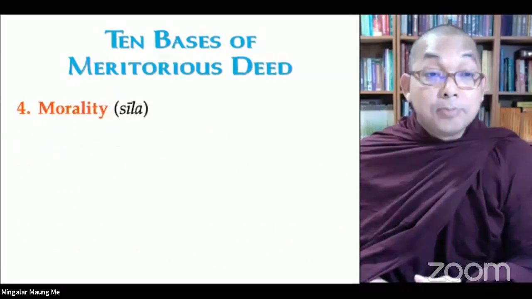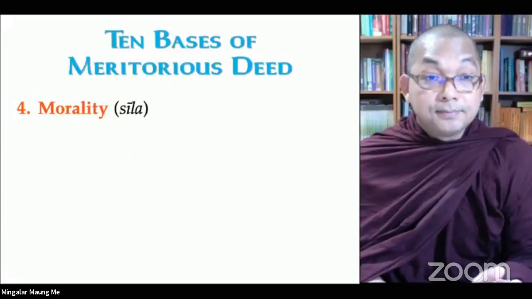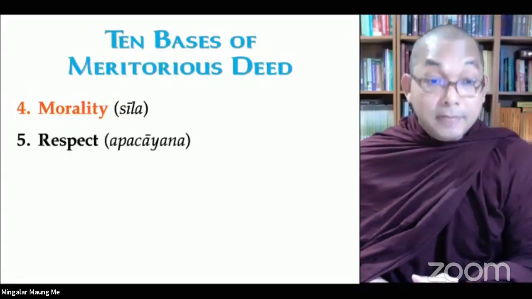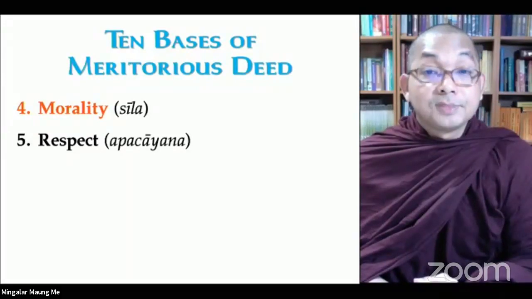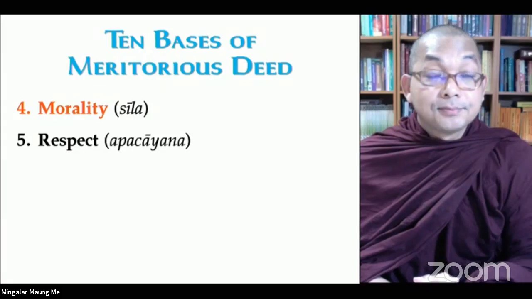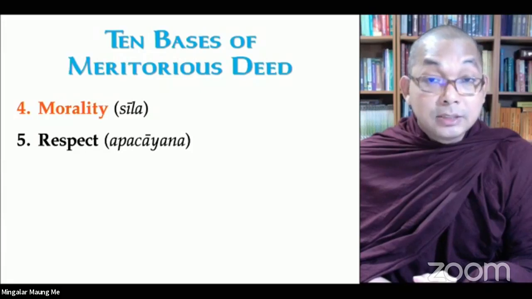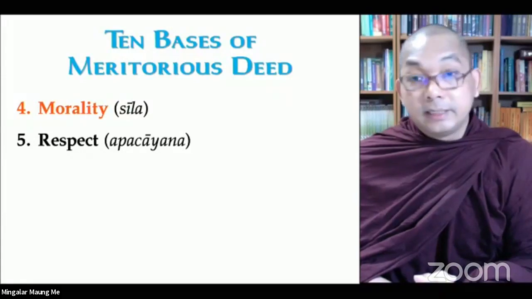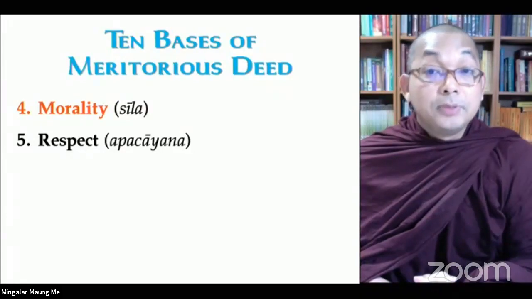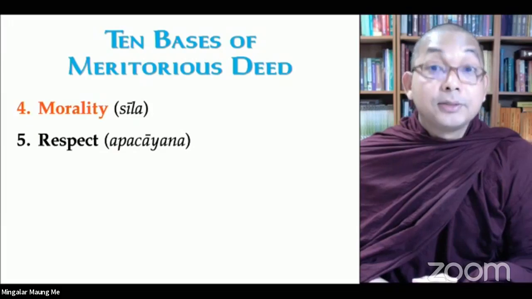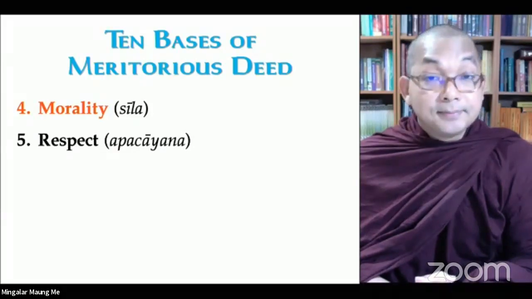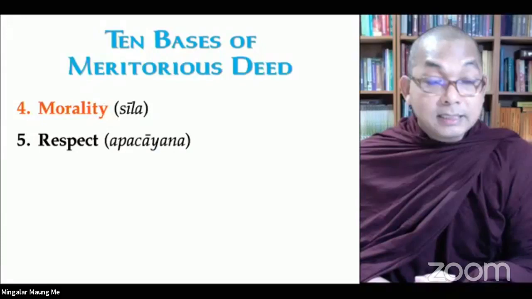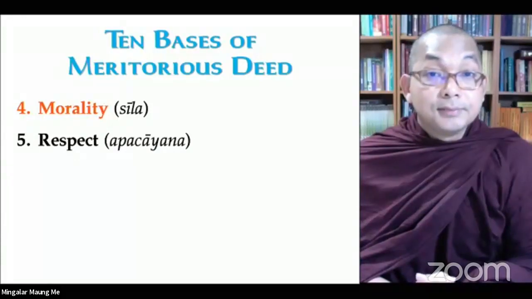The next one, morality or moral conduct, sila. Then respect, or apachayana. If you show respect to anyone, that is called apachayana. It's a good deed. If you respect your parents, your teachers, your colleagues, anyone. If you have respect for younger people also, that's a good deed. Some people are very humble and have much respect. That's a good deed.